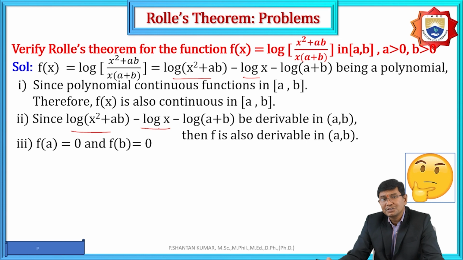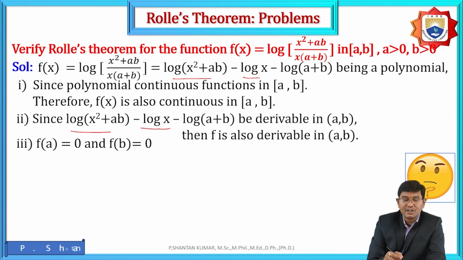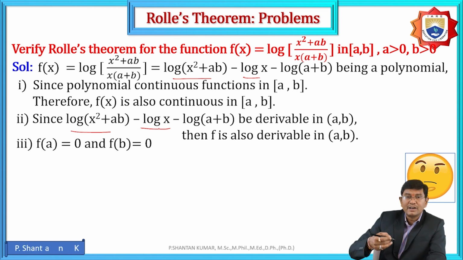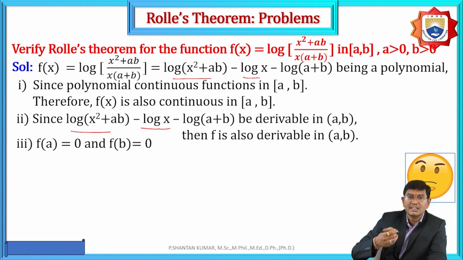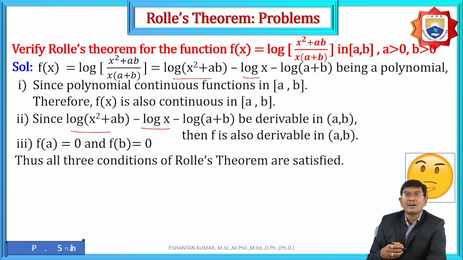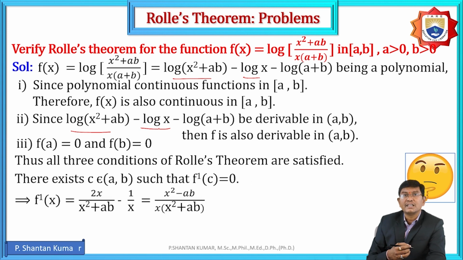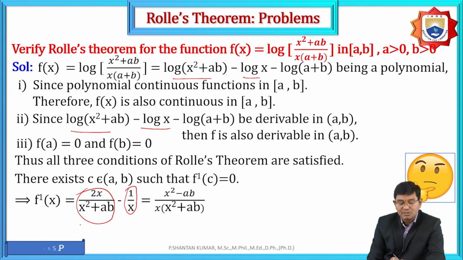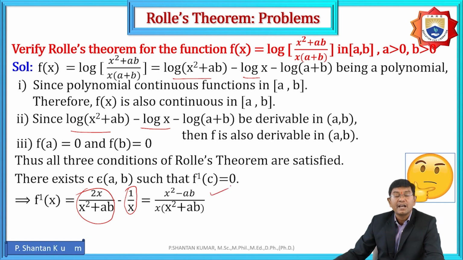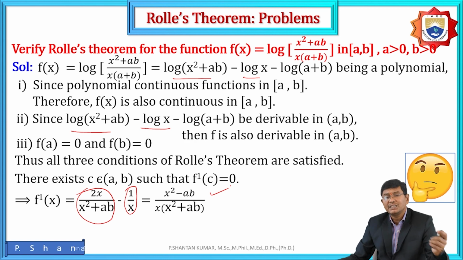For f dash of c is equal to 0, we need to find f dash of x for the function f of x. That f dash of x is 1 by x squared plus ab into 2x, the derivative of the first log of x squared plus ab, minus 1 by x, the derivative of the second function log x. After taking the LCM and simplifying, you obtain x squared minus ab by x into x squared plus ab.